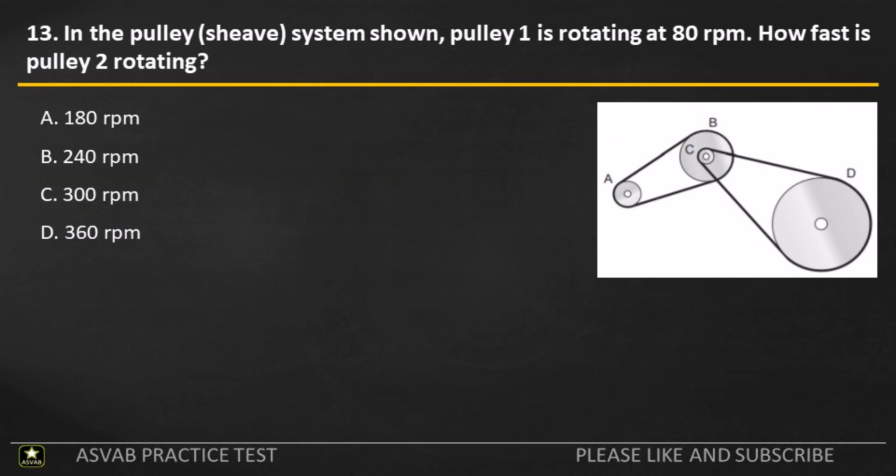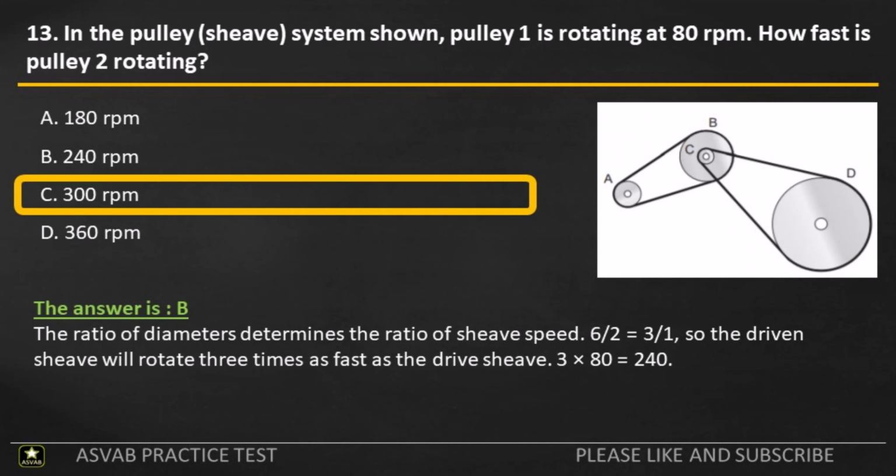13. In the pulley, sheave, system shown, pulley 1 is rotating at 80 revolutions per minute. How fast is pulley 2 rotating? A. 180 revolutions per minute. B. 240 revolutions per minute. C. 300 revolutions per minute. D. 360 revolutions per minute. The answer is B. The ratio of diameters determines the ratio of sheave speed. 6/2 equals 3/1, so the driven sheave will rotate 3 times as fast as the drive sheave. 3 times 80 equals 240.